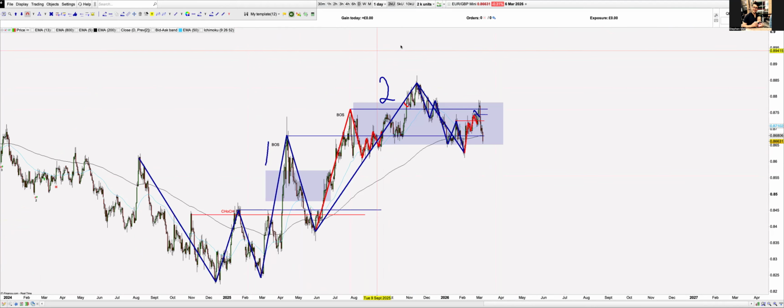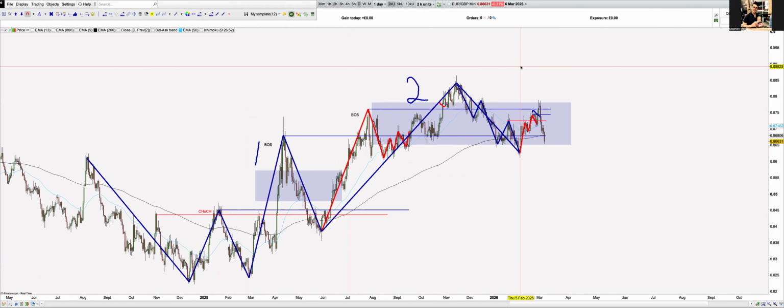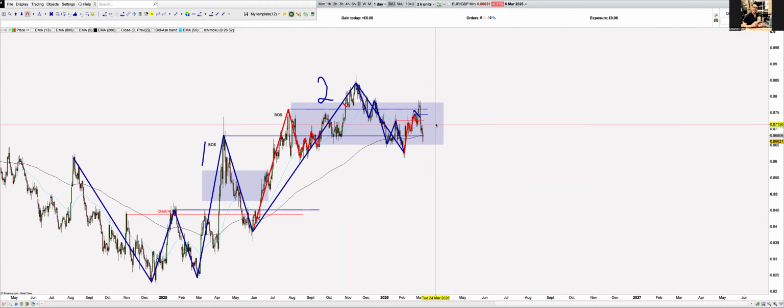Euro GBP. This is a very strong long-term potential for higher prices. In the short term, we've sold off. I do expect this to turn around. You can identify structure quite clearly. 1, 2, and expect the 3. Don't believe this is the second cycle high because it's within the wick of this candle.